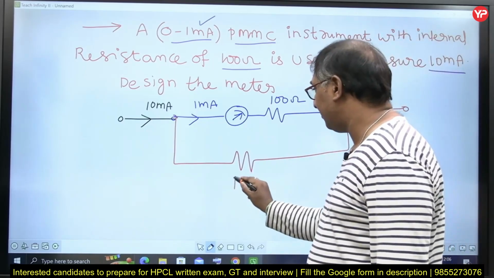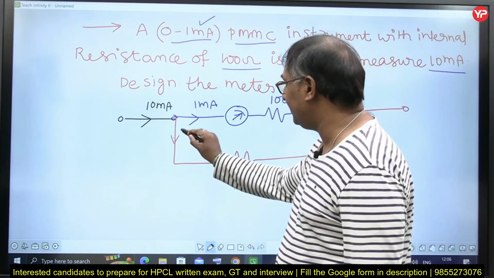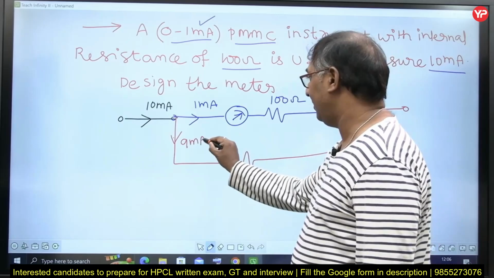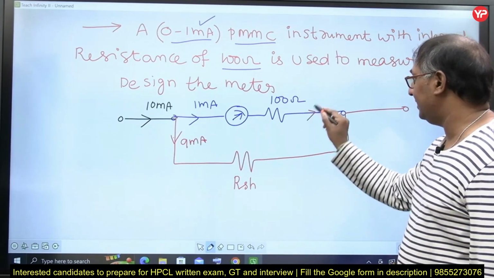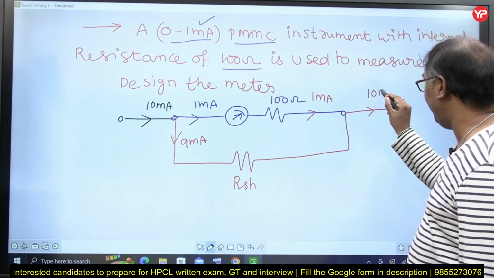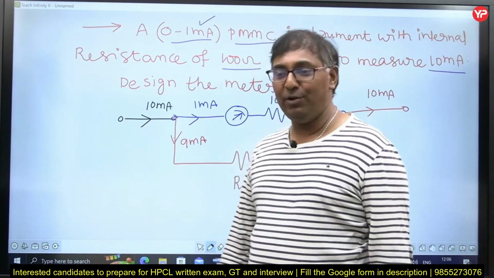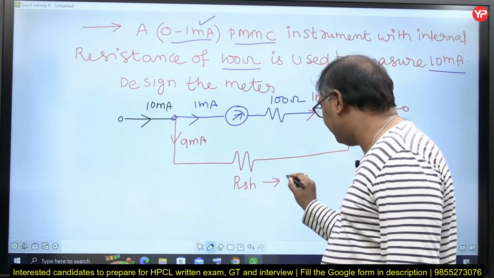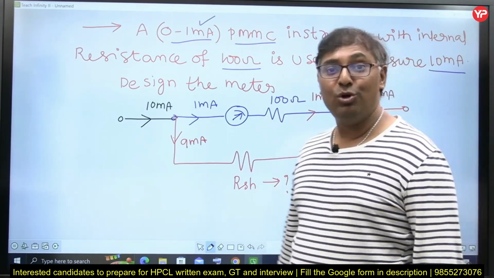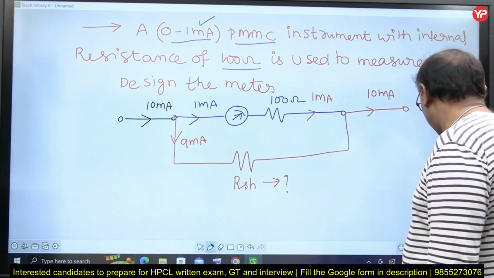Connecting some resistance, RSH. Tell me, how much current flows here? 9 milliamperes. Here what is the current? 1 milliampere. Both add up to 10 milliamperes. Perfect. Network is over. Now we have to find this RSH value. How are these two connected? In parallel. In parallel, what is the same? Voltage is the same.